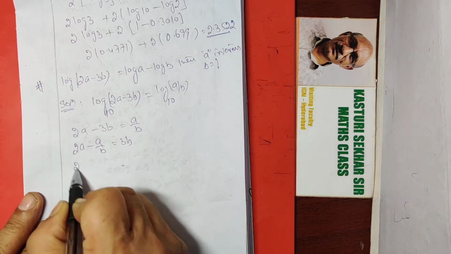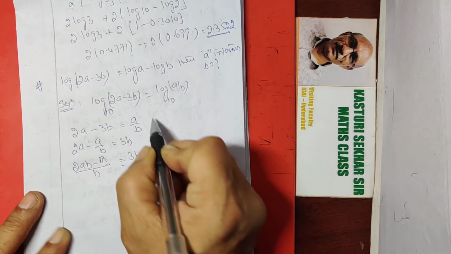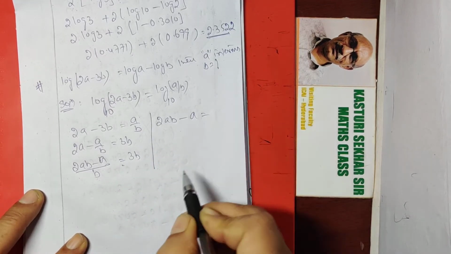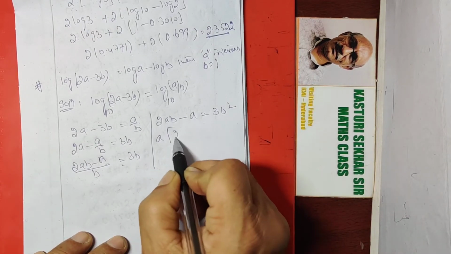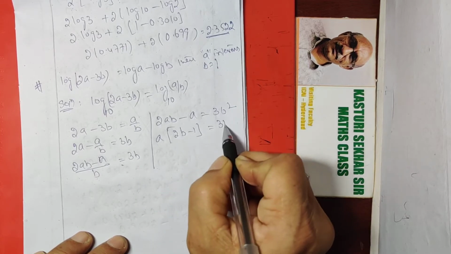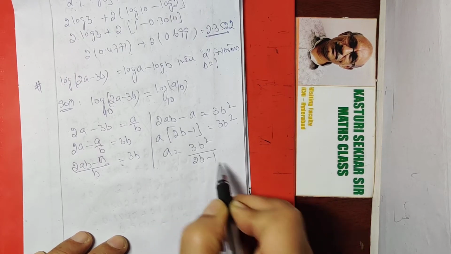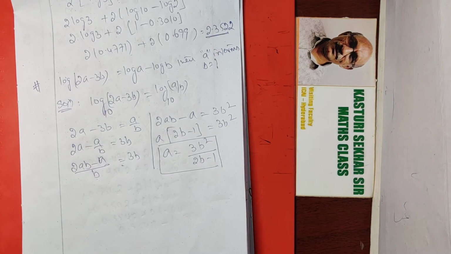Now if I take LCM, 2ab minus a divided by b is equal to 3b. Cross multiply, sir: 2ab minus a is equal to 3b square. You can take a as common: a times 2b minus 1 is equal to 3b square. So a is equal to 3b square divided by 2b minus 1, which is the answer to the given question.